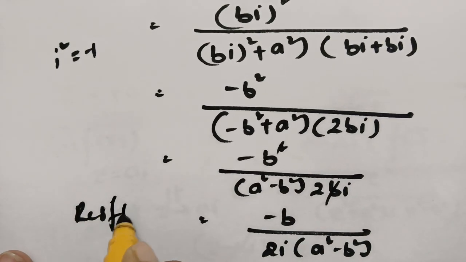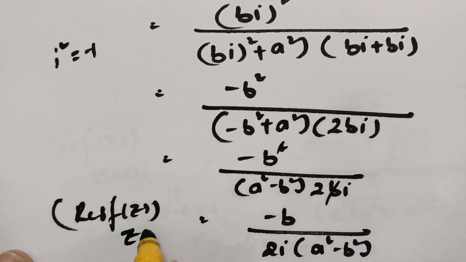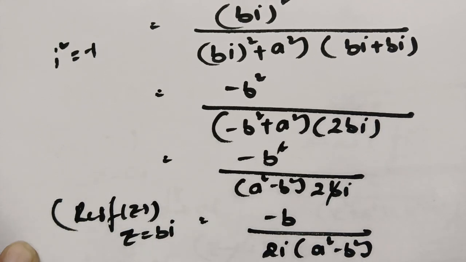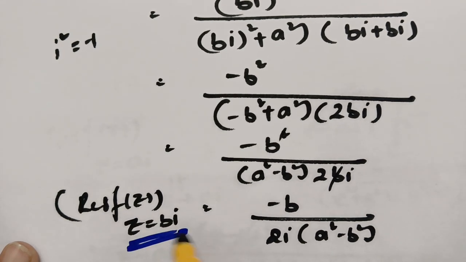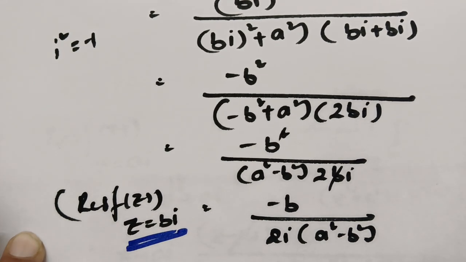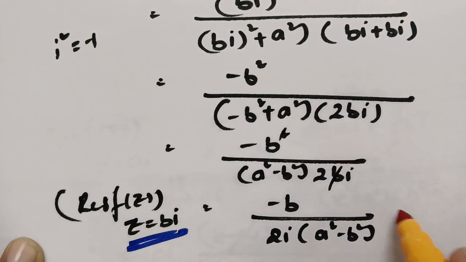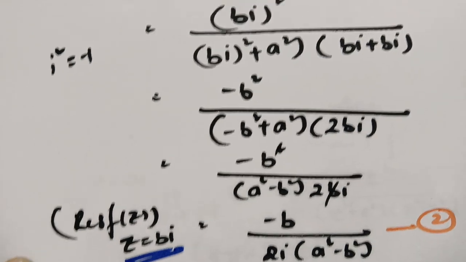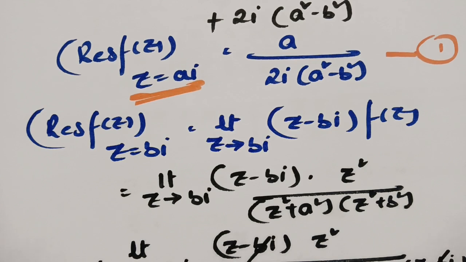So this is the residue value of f of z for the interior pole z equal to bi. I am considering this as equation number 2.